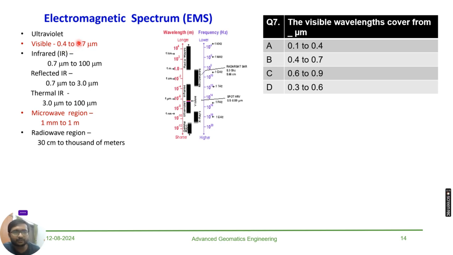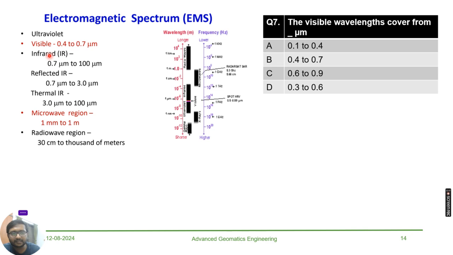Then we go from 0.7. The next region is known as the infrared region, which is from 0.7 to 100 micrometer. The entire region is known as the infrared region. Now in the infrared region, it is happening through two different mechanisms. The first mechanism is reflected energy. It is the same as the earlier one, which is happening in the visible. Light is coming, it is interacting with the object, and it is reflecting back to the satellite.